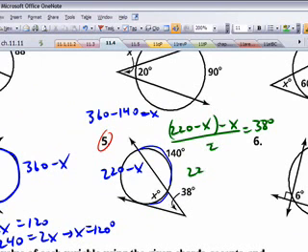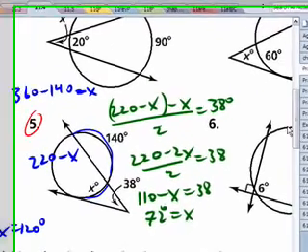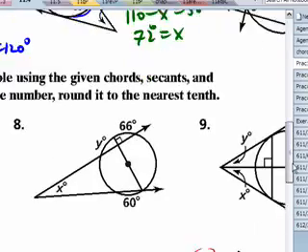So we get 220 minus 2x over 2 is 38. This time I'll divide everything by 2 over here. So 110 minus x is 38. Subtract 38, and I get, let's see, I get 72 and add x, so x is equal to 72 degrees. So that was dealing with arc measures.